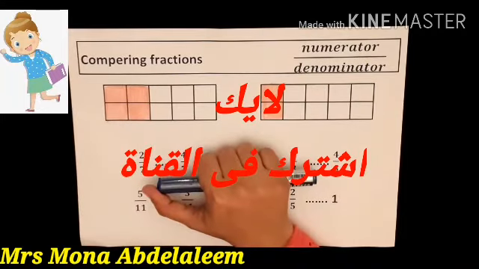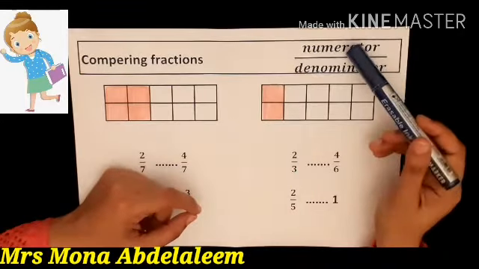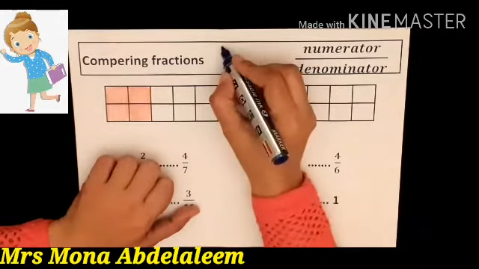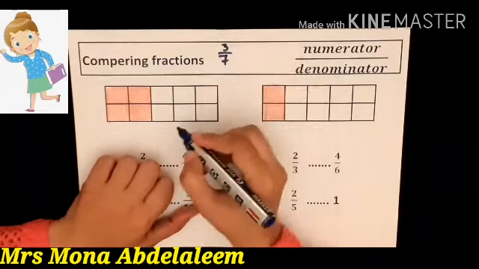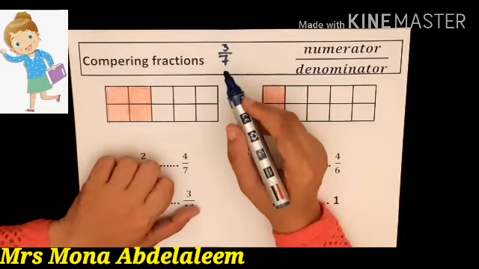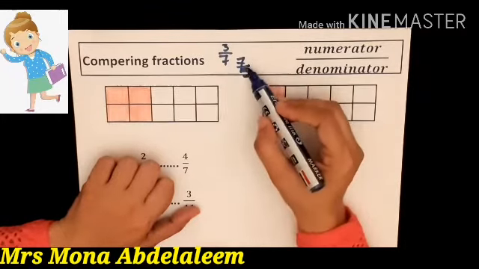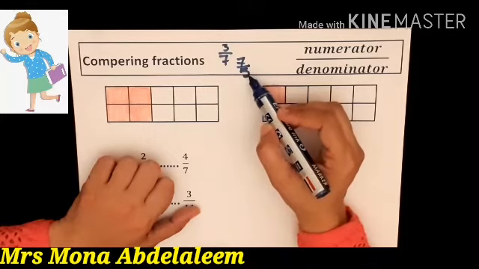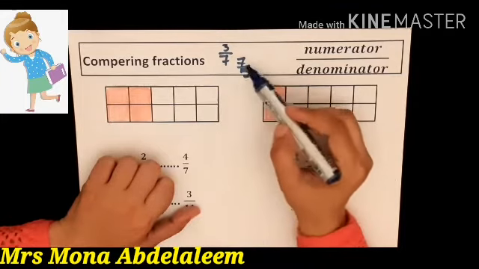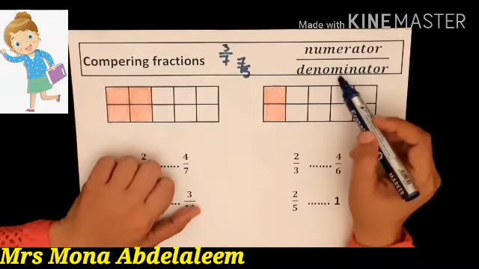Today is comparing fractions. Any fraction is written as numerator over denominator. I have two types of fraction. The first type, 3/7, is called a proper fraction because the numerator is smaller than the denominator. Second, 7/5, the numerator is greater than the denominator, it's called an improper fraction. So I have two types of fraction, proper and improper fraction. Any fraction is written as numerator over denominator.